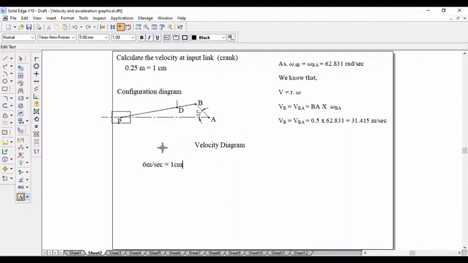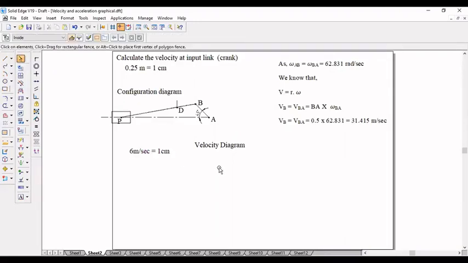So according to my convenience, I have taken this scale, that is 6 meter per second, as 1 centimeter. So they are given 31.415. If I convert that into a scale, I have got around 5.235 centimeter. Of course, you can just round it up. Now I have got 5.235 as a centimeter. So I'll start constructing that line.